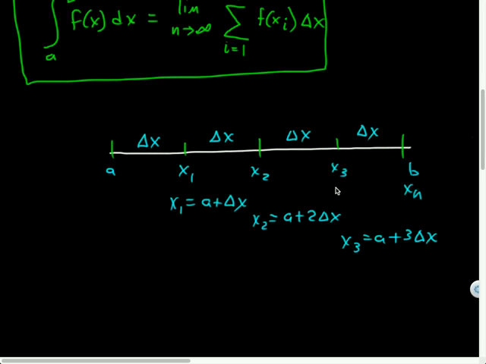X sub n equals a plus n delta x. So what's our formula for x sub I? X sub I equals a plus I delta x. Right, so this was 1, 2, 3, and conveniently those 1s, 2s, and 3s corresponded with the 1, 2, and 3 there. So it'll be a plus I times delta x. And this I is not I, the imaginary number. This is I as in the index of summation from that sigma notation.